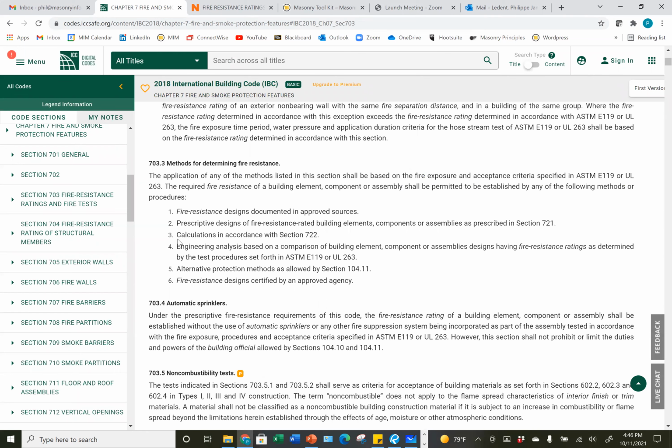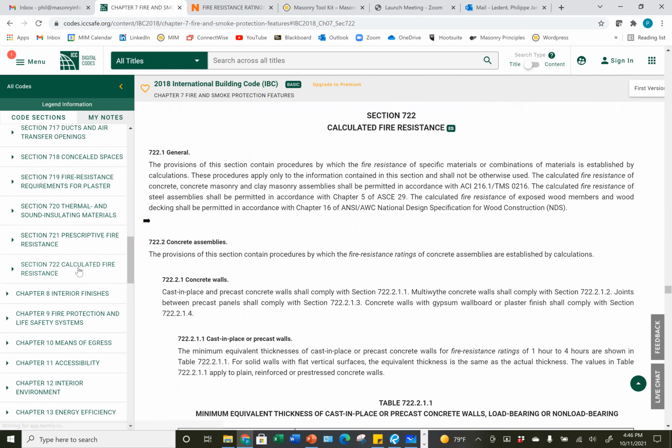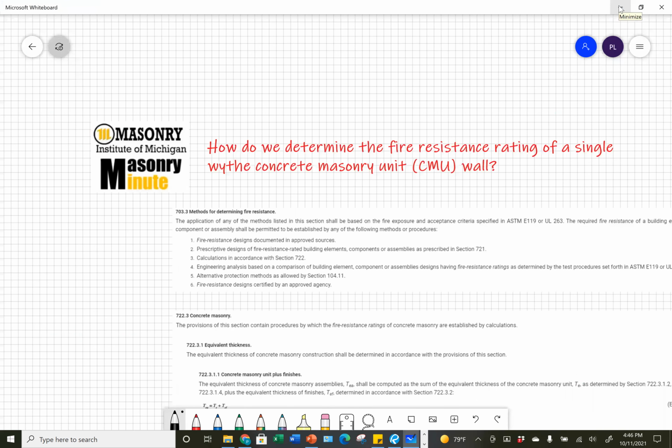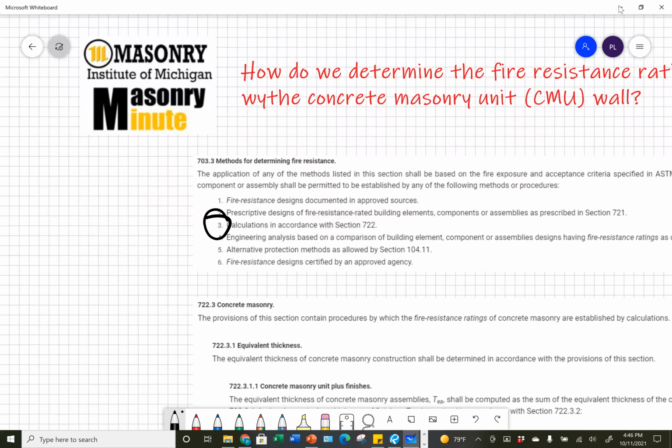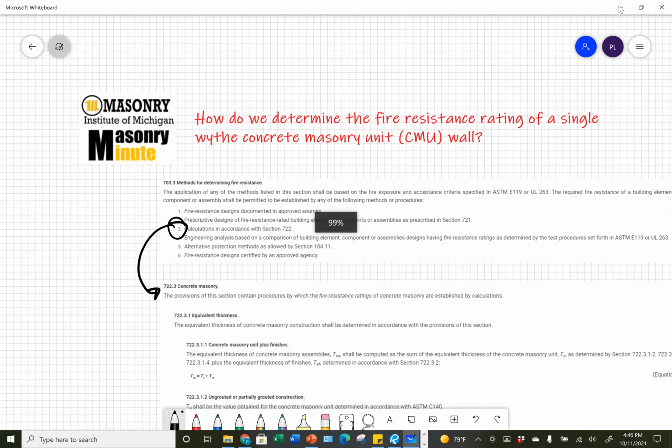Typically, we are in section 722, which would be our third option here, our calculations procedure in 722. This has different provisions for determining our calculated fire resistance for concrete assemblies, concrete masonry assemblies, and clay masonry assemblies. So specifically today, we will be in 703.3, which gives us option three, calculations procedure. We go to 722.3, which is our concrete masonry provisions.